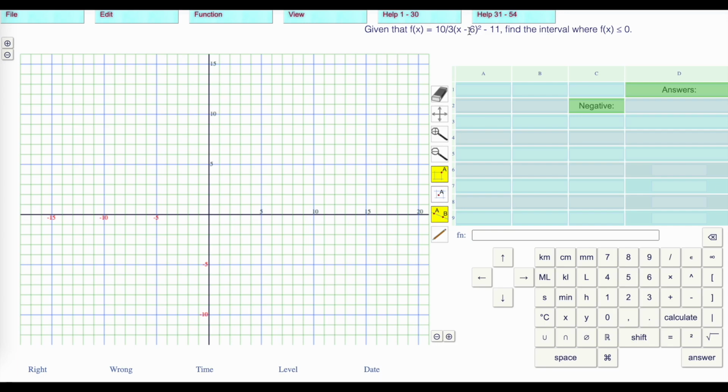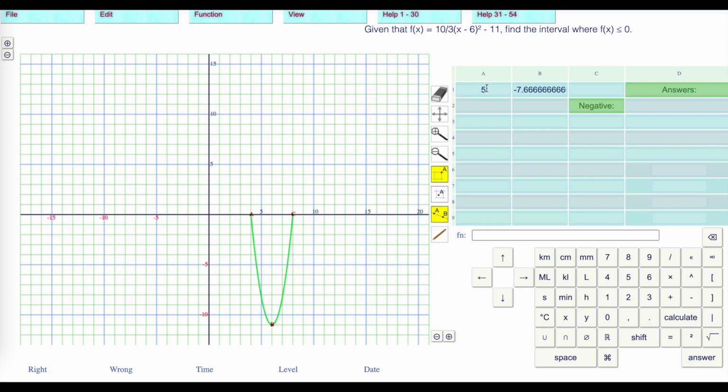The vertex is 6, negative 11. It is opening up. It's going to look something like this. We have to find the zeros. Let's find out exactly what it looks like. When x is 6, y should be negative 11, equal to 10 divided by 3 times open bracket, the x value minus 6, which gives us 0 so far. Squared is 0, minus 11 is negative 11.